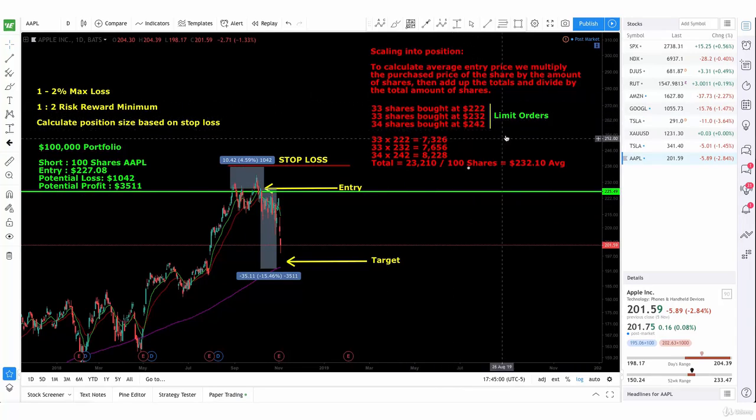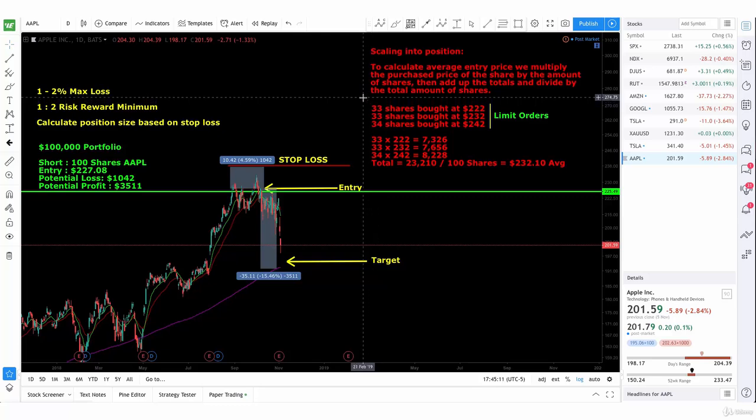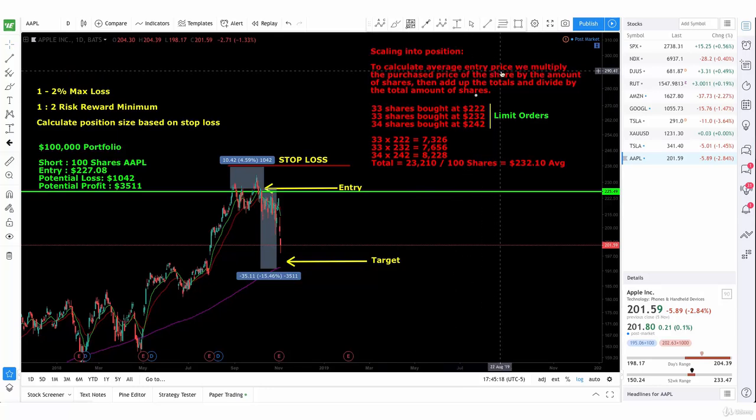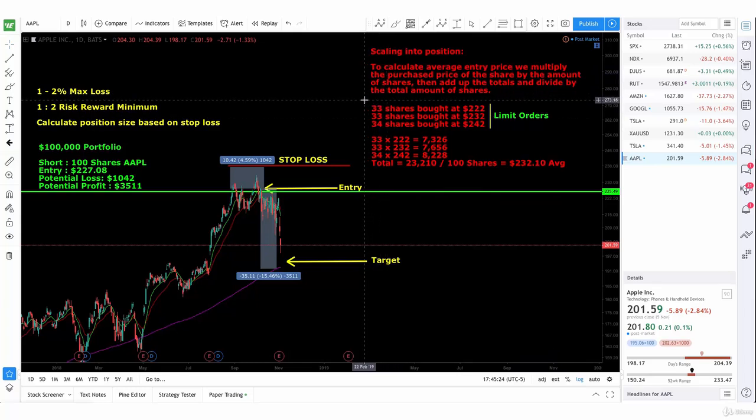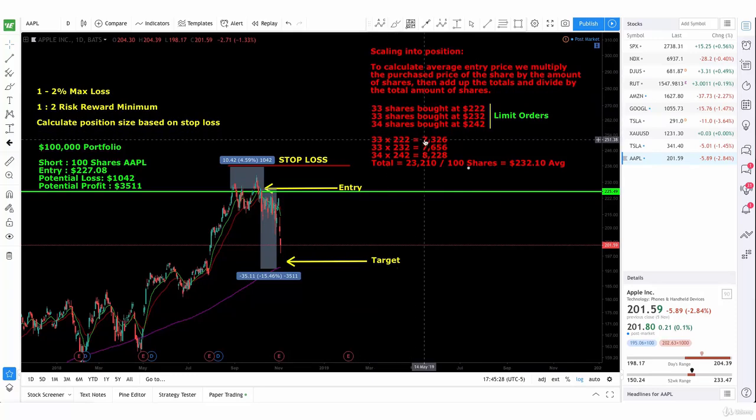But all these orders would have to be limit orders that you already placed, and you already calculated the average price that your entry was going to be at if all your orders filled. How to calculate that? It's very easy. You take the entry price on each position and multiply it by the number of shares purchased. We got 33 shares bought at 222, so that multiplied gives us 7,326.